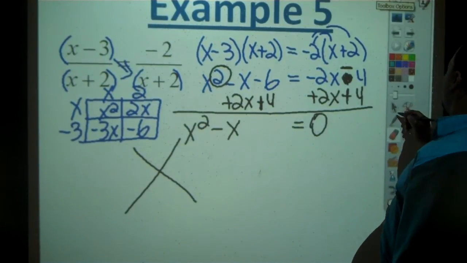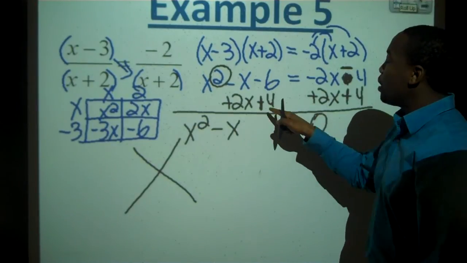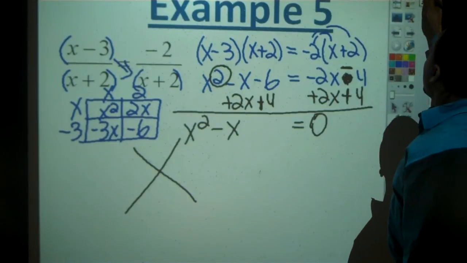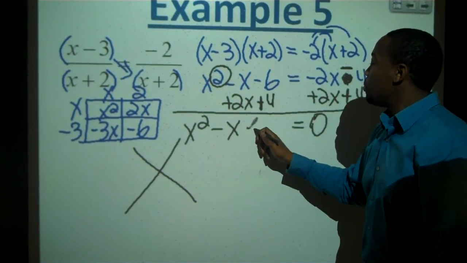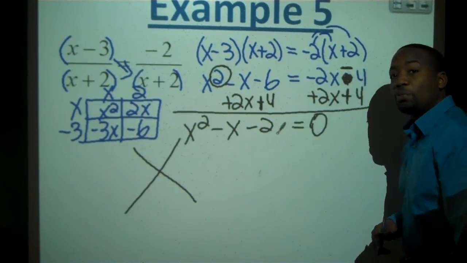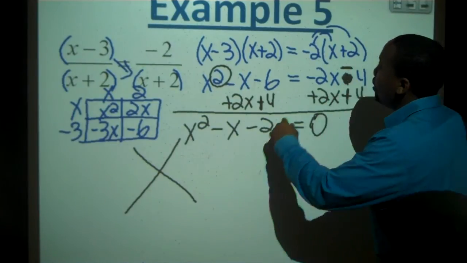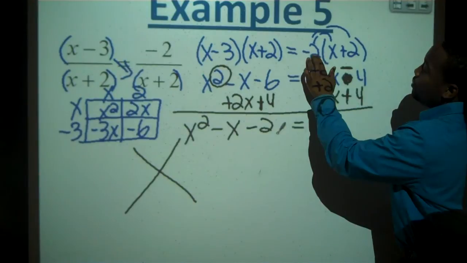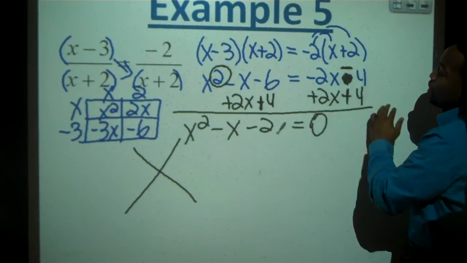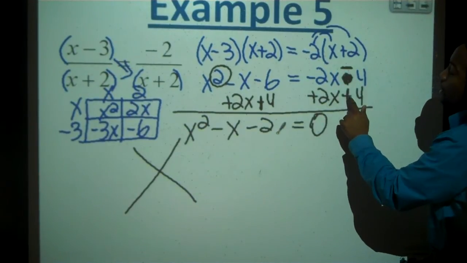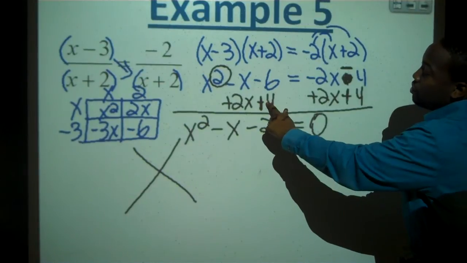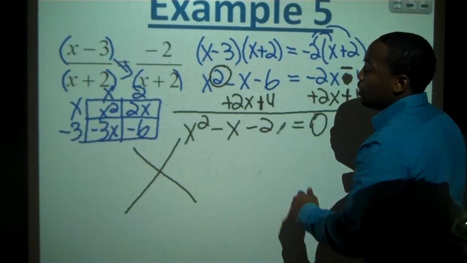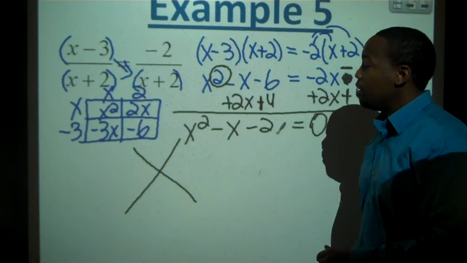I made a little mistake. So let me go back and explain my mistake one more time. Negative 2 times x is negative 2x. Negative 2 times 4 gives me a negative 4. So now to get rid of this negative 4, I got to add 4 to both sides, right? So negative 6 plus a positive 4 gives me a negative 2. Okay, sorry about that. I knew something was wrong.